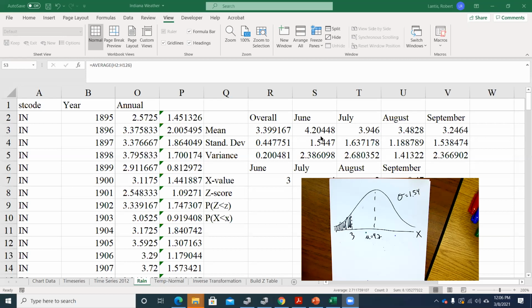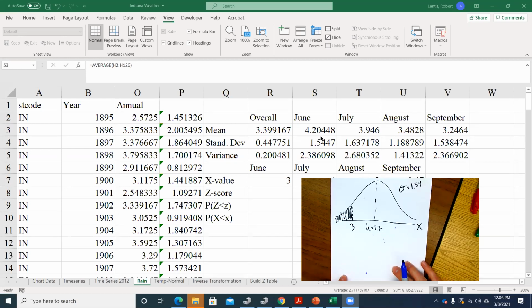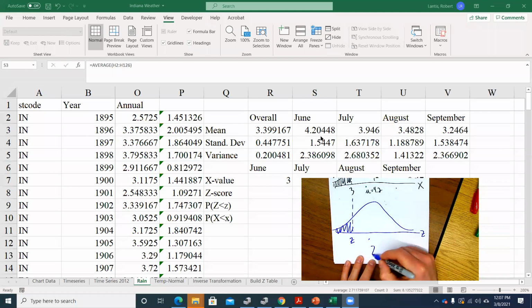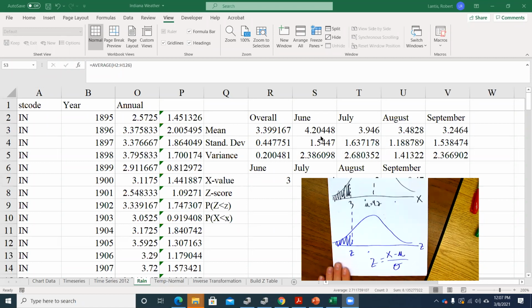So the steps that I'm going to have to take, this black isn't showing up too good, so I don't want to draw these distributions in different colors. So what we're going to have to do is turn that value of 3 into a z-score, look that up in the table, and we can find the area to the left, right? And the equation for the z-score was just take the x value you're interested in, subtract the mean, divide by the standard deviation.